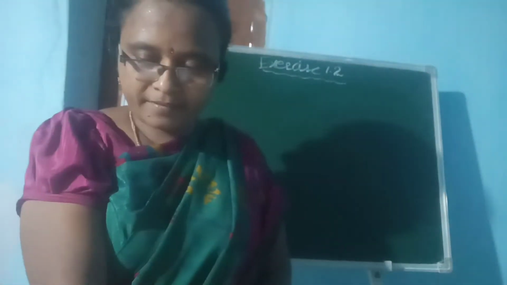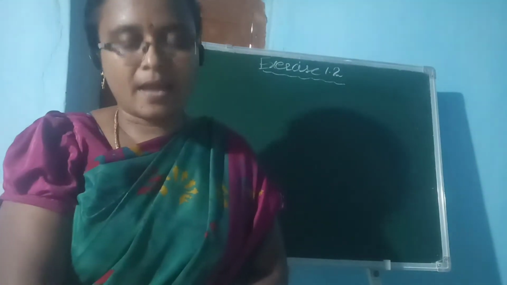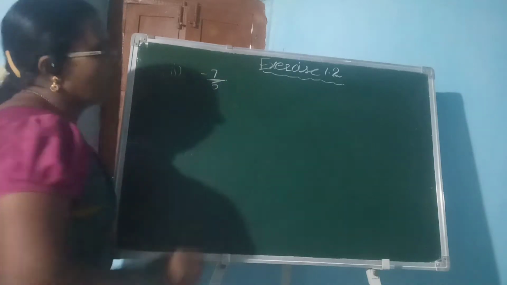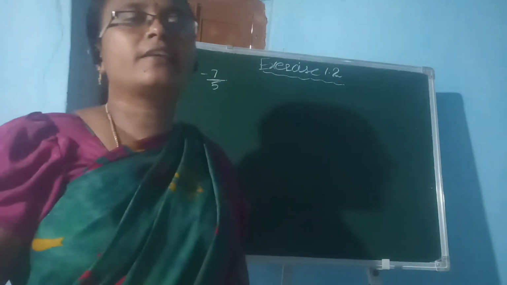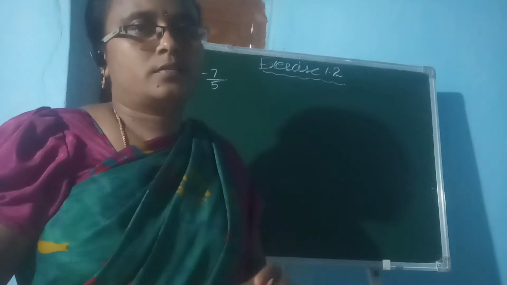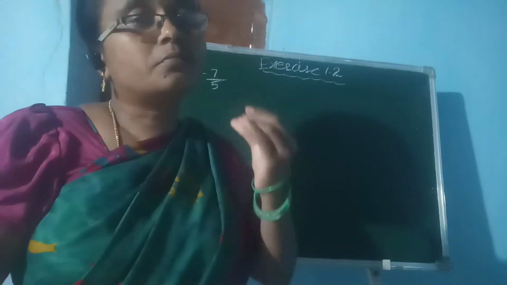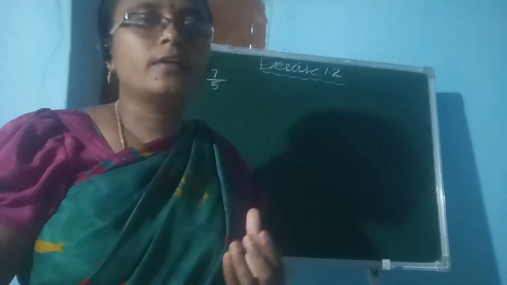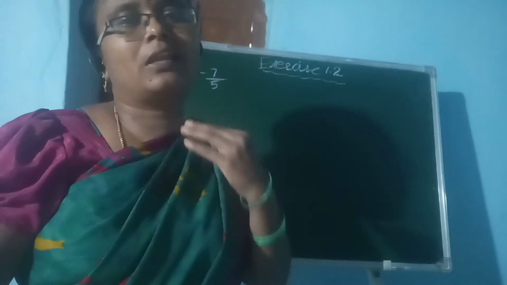Represent these numbers on the number line. The first part is to represent the given rational numbers on the number line. I will take the second one, minus 7 by 5. I think this type of representation was already in your 7th class. You have gone through number lines and know it already, but I want to repeat it again and make it clear here.